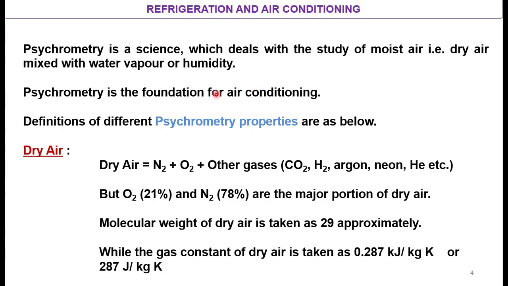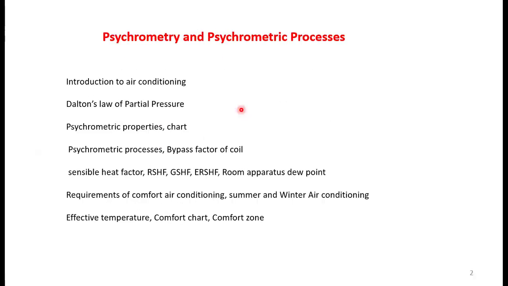Okay, so we are going to see here the different psychrometric properties, as I mentioned at the beginning. We are going to discuss initially the psychrometric properties, and then we'll come to Dalton's law of partial pressure. So I will now start the definitions of these various psychrometric properties.